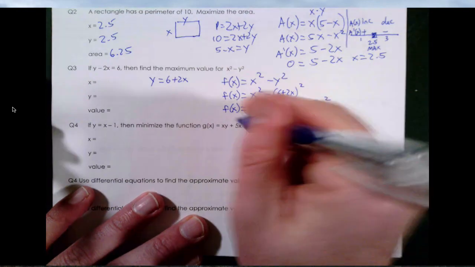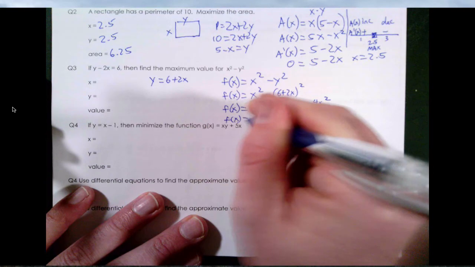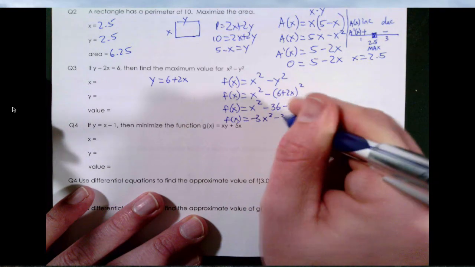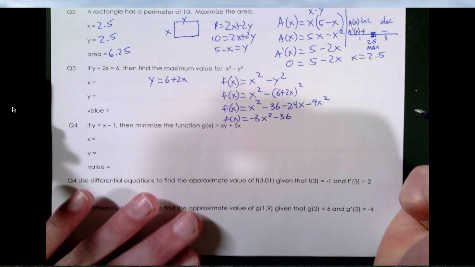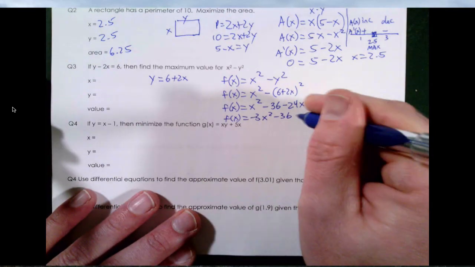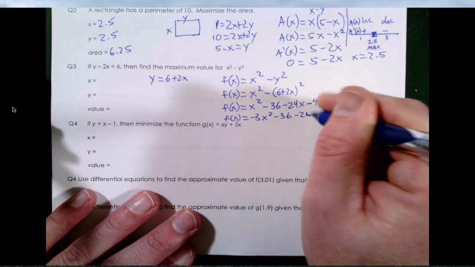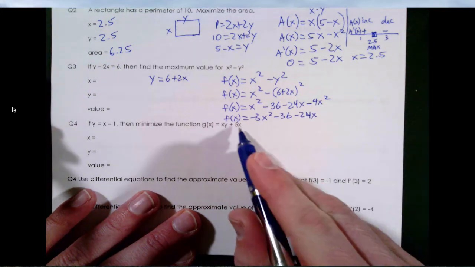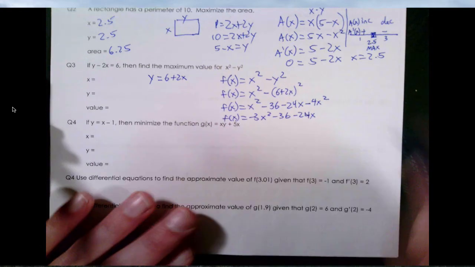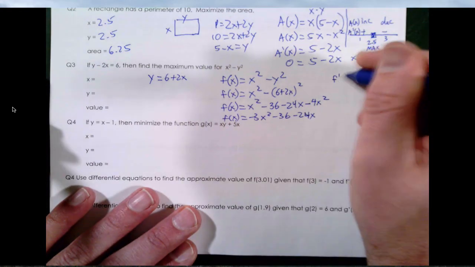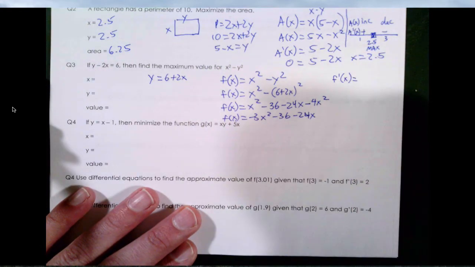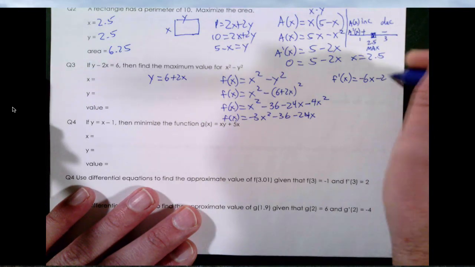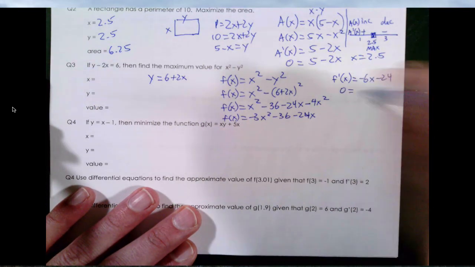Okay, and that cleans up to f of x equals negative 3x squared minus 36 minus 24x. It's not in descending order, but it'll be fine. So I'm going to find a derivative of this. The derivative is f prime of x equals negative 6x minus 24. Set that equal to 0 to locate my critical points.